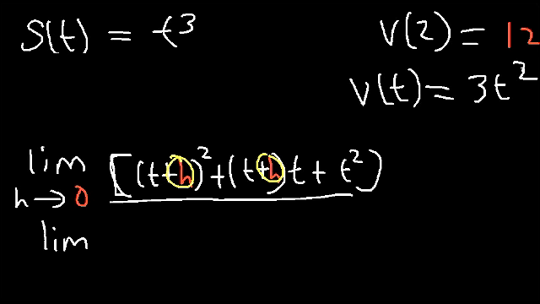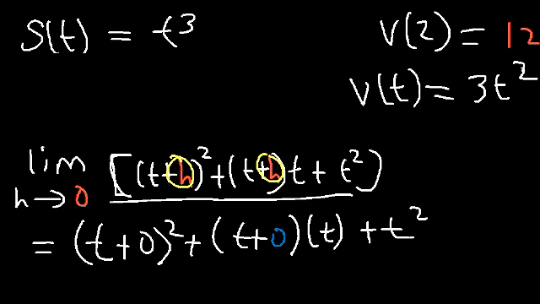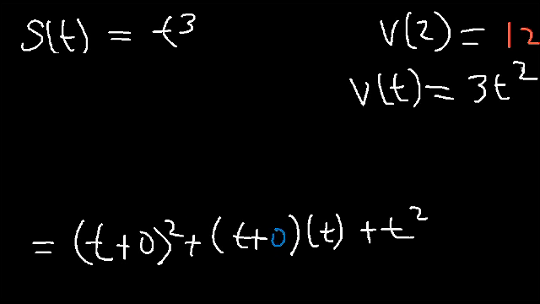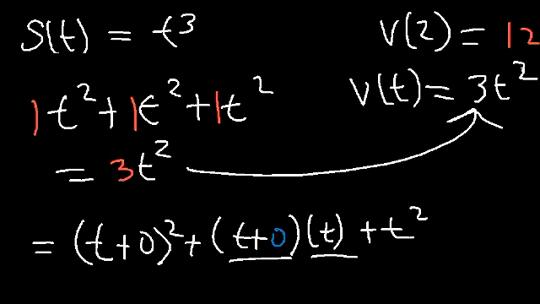So once you plug in 0, you don't need to write the limit anymore, so we're done with that. So right now it's t plus 0 squared plus t plus 0 times t plus t squared. That's what we now have. T plus 0 is simply t, so that's t squared. This is t times t, so another t squared, plus another t squared. So 1t squared plus 1t squared plus 1t squared, 1 plus 1 plus 1 is 3. So we get 3t squared, which is the same as this answer.